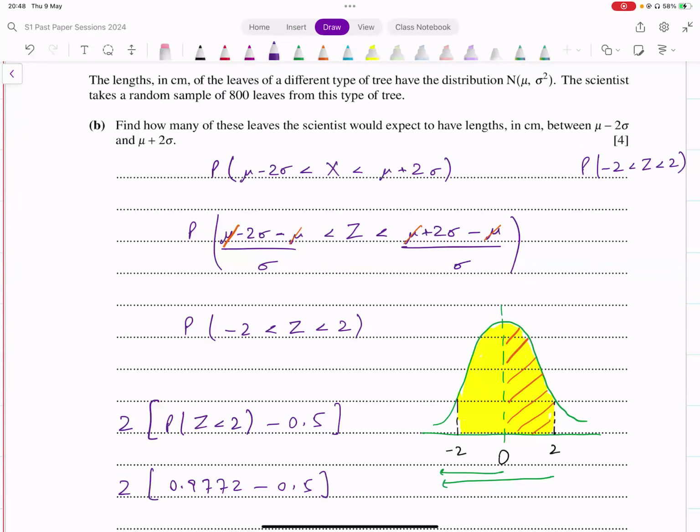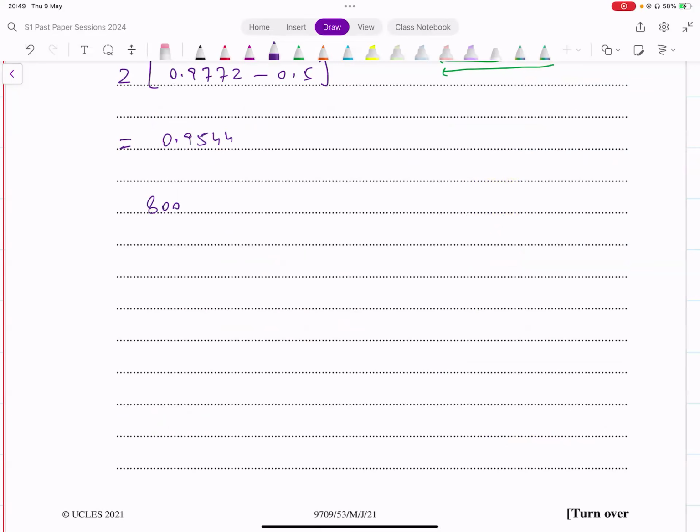Now, what's the expected number of leaves out of 800 that would be within this interval? You just multiply 800 by this probability, and that will give you the expected number of leaves. That gives you 763.52. Now, since you're talking about number of leaves, that has to be an integer. You have to make sure that you round it off to an integer. We'll say this is 764. That is your final answer. That's the expected number of leaves that you get here.